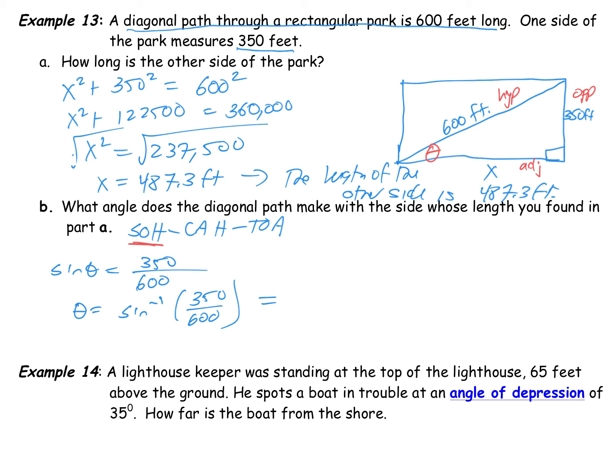When you enter that into your calculator, make sure you're in degree mode, and you'll find that the angle is 35.7 degrees, or if you're in radian mode, it would be 0.623 radians. This question doesn't specify the units for the angle, so you could do either one. So the angle measures 35.7 degrees.